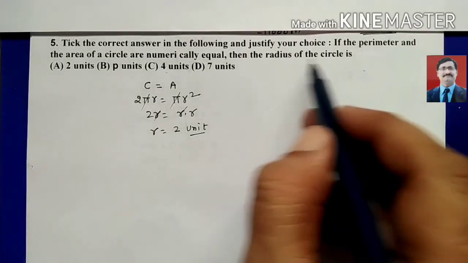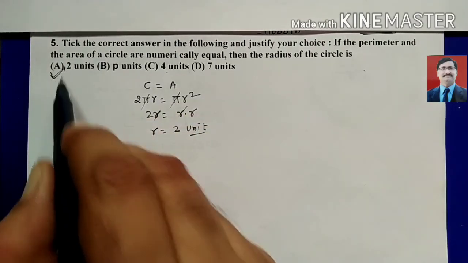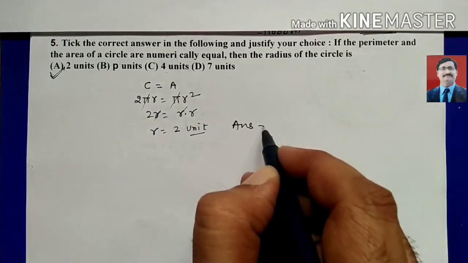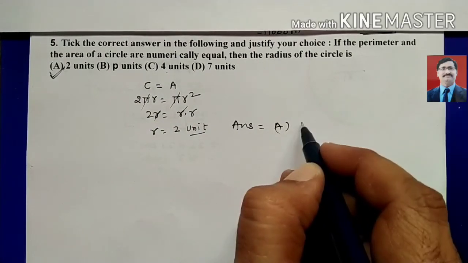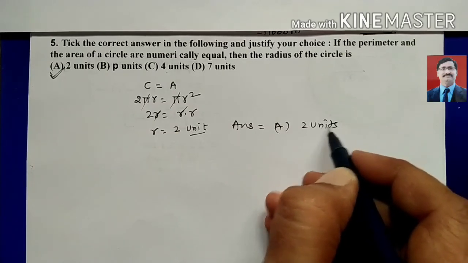Now we have to find the radius of the circle. The radius of the circle we get here is 2 units. So the answer is A, we have 2 units. All of you understand this?